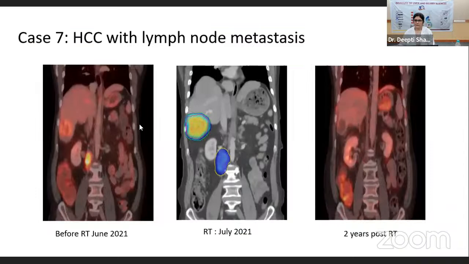Again, a few cases that we have treated: a large tumor in segment 5 and 6 with lymph node metastasis at the presentation, treated with radiation therapy to both the sites simultaneously, and then followed with nivolumab. This is a scan done at post 2 years and is suggestive of complete response at the primary site and the metastatic site as well.